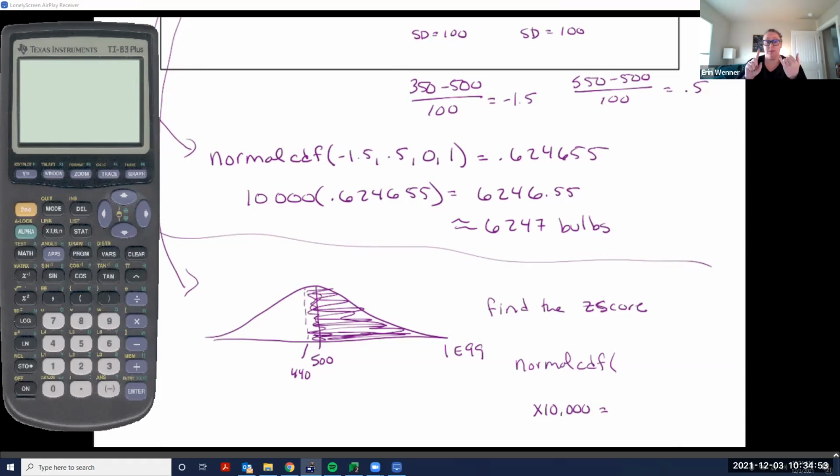Okay, so again, your steps are going to be first find the z-score, then do normal CDF to get the percent of the data, or the area under the curve that represents that space, and then you'll multiply it by 10,000 to get your final answer.